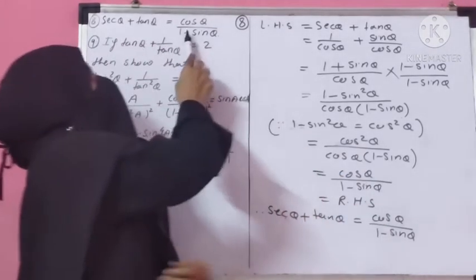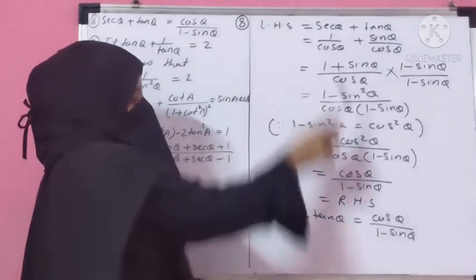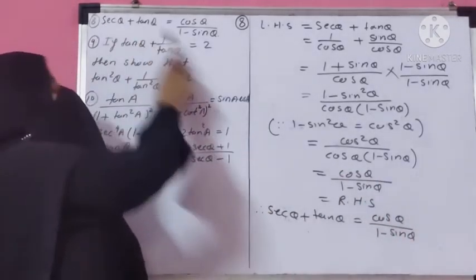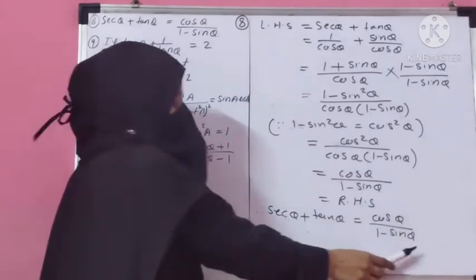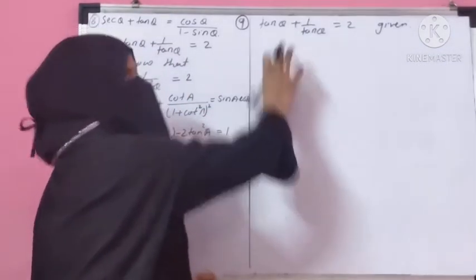Now see here the right hand side, cos theta upon 1 minus sin theta. That means we have proved here the left hand side part is equal to the right hand side part. That means we proved sec theta plus tan theta is equal to cos theta upon 1 minus sin theta. Okay. Next, question number 9.